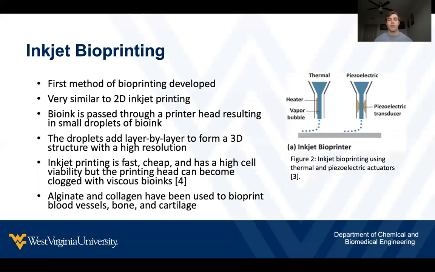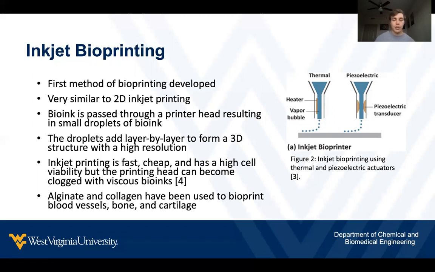So the first type of 3D bioprinting that was developed is inkjet bioprinting, and it's similar to 2D inkjet printing, which is found in common paper printers. It uses the same concept and methodology. So you start with a tank of the bioink in this case, and it is passed through the printing head, and then either a thermal or piezoelectric actuator creates a vapor bubble which disrupts the flow and causes small droplets of bioink to form. These bioink droplets are deposited onto a build plate and form a pattern, and this is built up layer by layer to form a 3D structure.